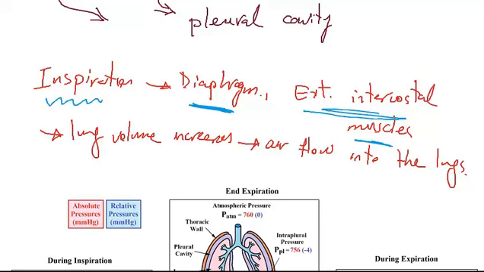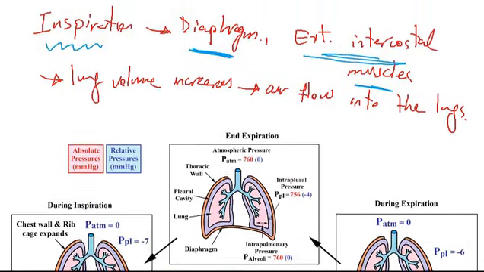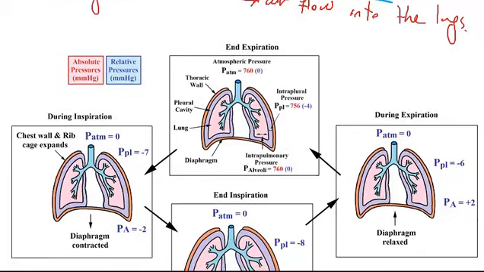Now what happens during expiration? During expiration, these two muscles will relax, as a consequence of which the lungs' elasticity will now prompt the thoracic wall as well as the diaphragm to recoil backward. Okay? And that's what happens during passive expiration.